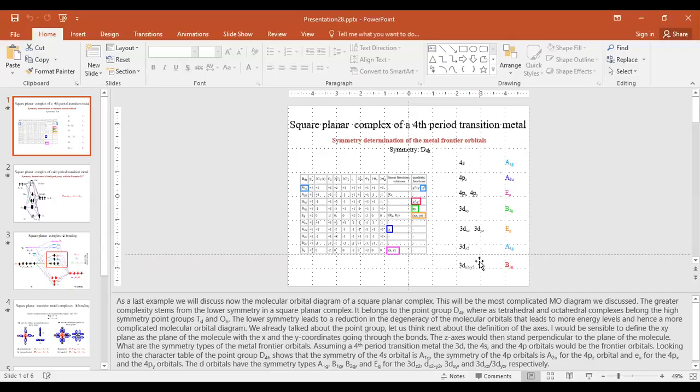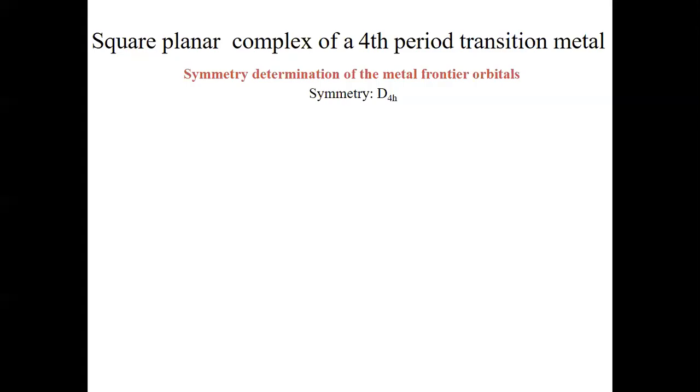I know that this is a somewhat more complex chapter, so I wanted to ask at this point if there are any questions before I move over to the next example, which will be a square planar complex, which will actually be even more complicated. So are there any questions at this point? Okay, no questions.